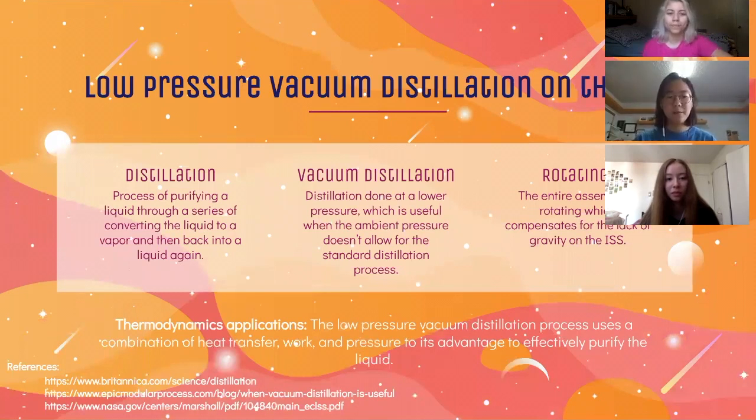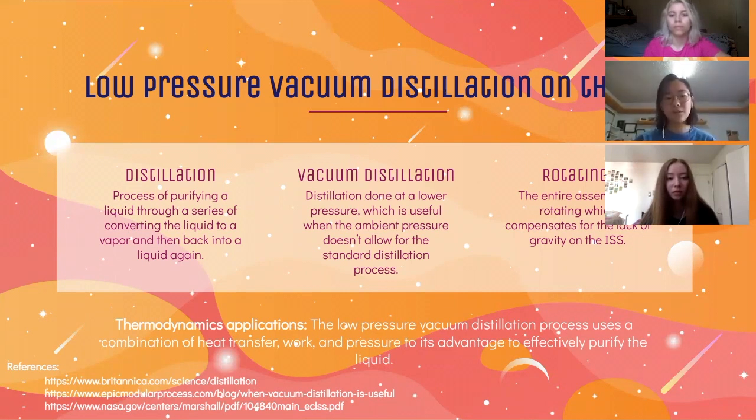So to break it down, distillation is the process of purifying a liquid through a series of converting the liquid into a vapor and then back into a liquid again. It's used to separate liquids from solids or liquids with different boiling points. Vacuum distillation is the same process, it's just done at a lower pressure, which means that the liquid is able to boil at a lower temperature.